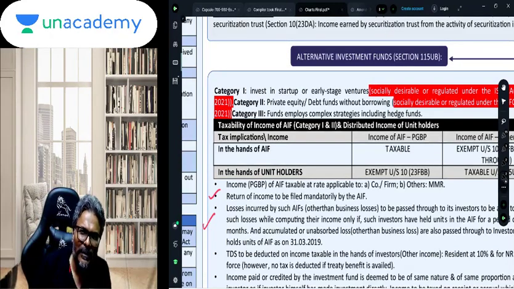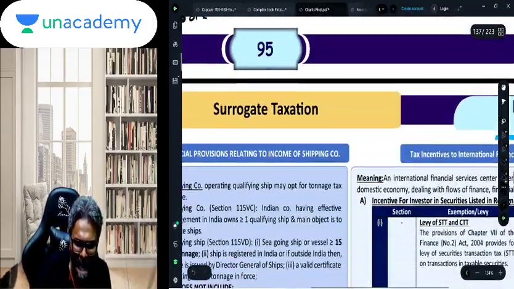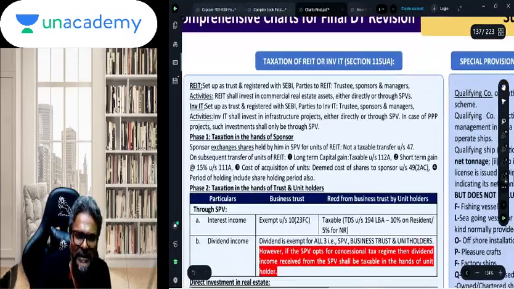So this is how the carry forward of the loss to the unit holder works. The pass through is not only in respect of the income, but the pass through is also in respect of the losses, and that is what this particular concept is all about. So just keep this particular point in mind, students, and that is what AIF as a concept is all about. Come to the next one and the big one, which is REIT.